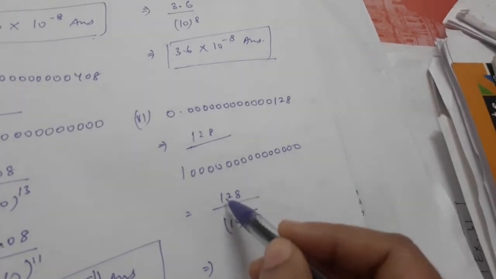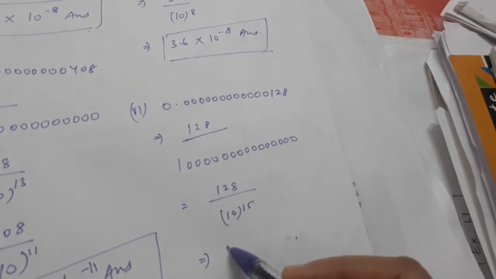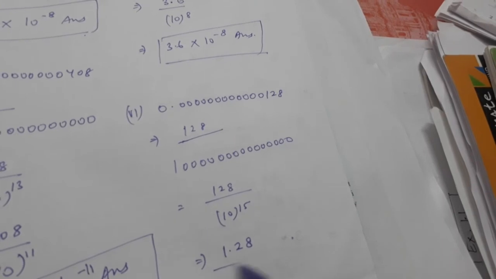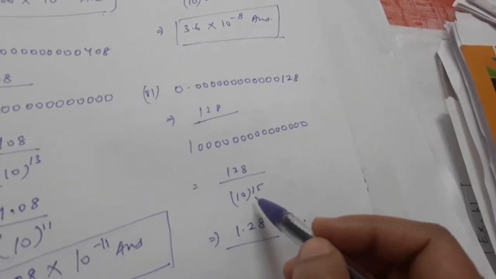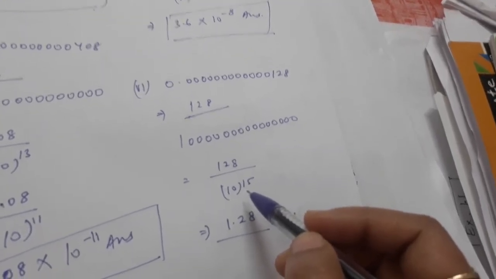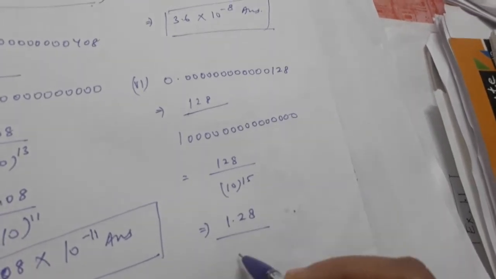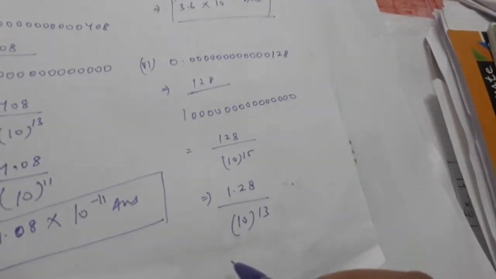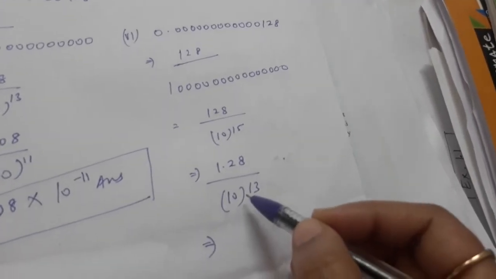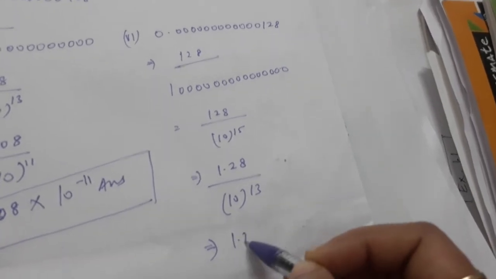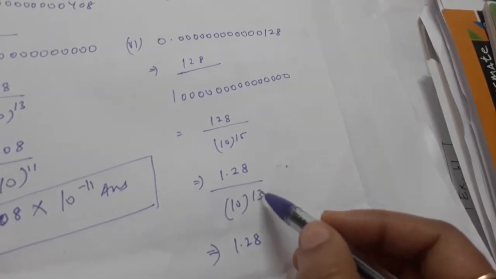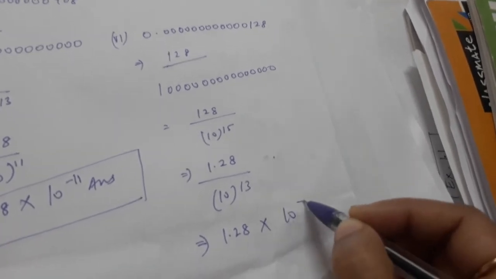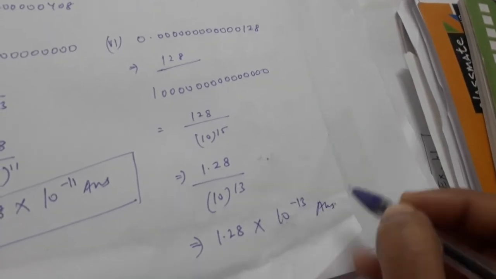Next step, just put the decimal after the first number. After the decimal, how many numbers are there? Two numbers are there. So how many zeros will be deducted? Two zeros will be deducted from here. So it will become 1.28 over 10 raised to the power 13. As soon as we bring the denominator into the numerator, the positive power will become negative. So our answer would be 1.28 into 10 raised to the power minus 13.